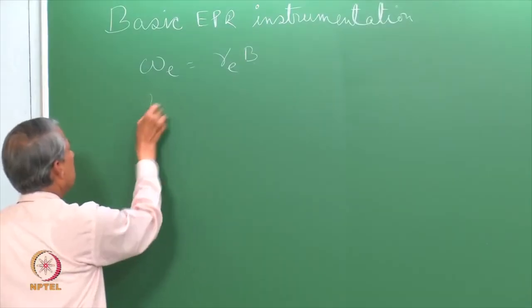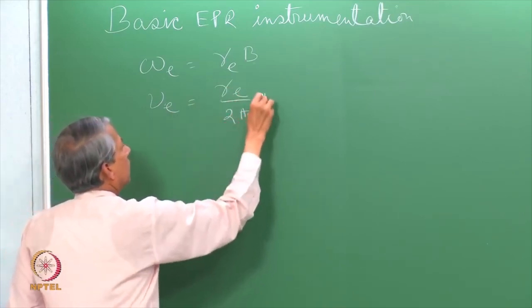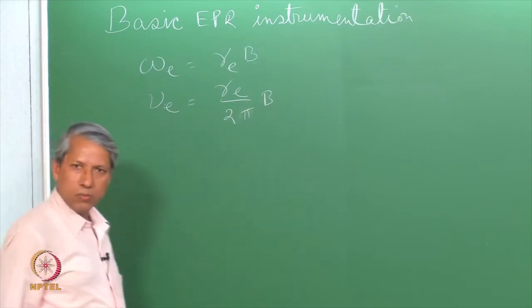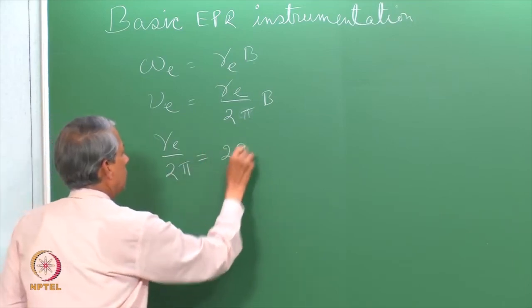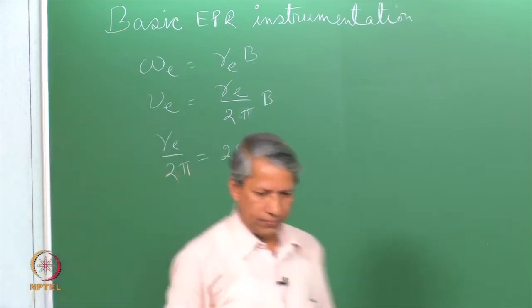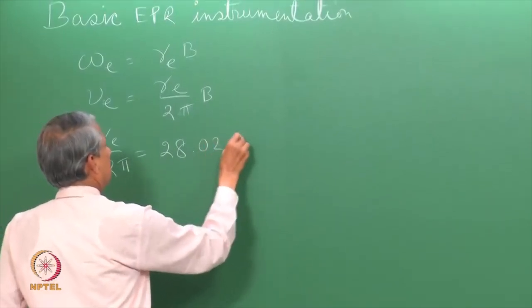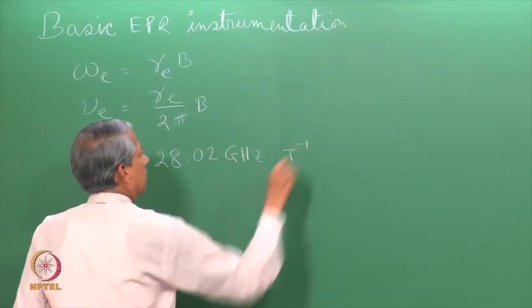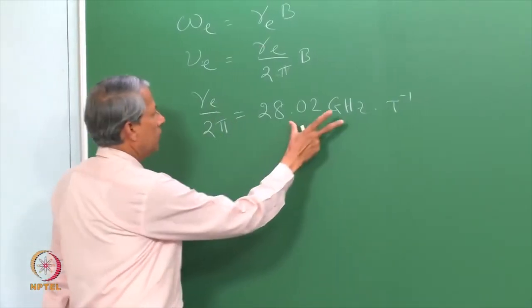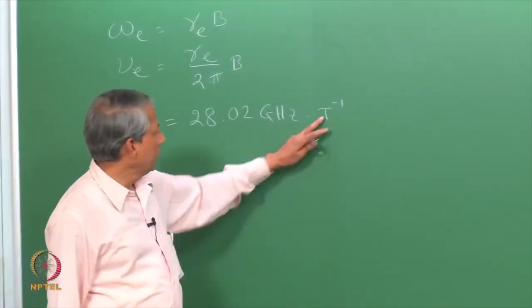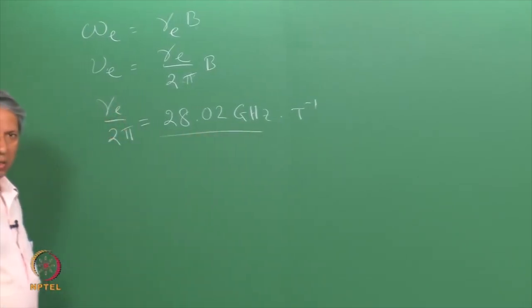If you want the frequency in normal units, let us say nu E will be gamma E by 2 pi times B, and we have seen the value of this gamma E by 2 pi is 28.02 gigahertz per Tesla. So, you see our typical frequency will be of the order of several gigahertz if the magnetic field is of the order of 1 Tesla. So, this frequency comes in the microwave region.